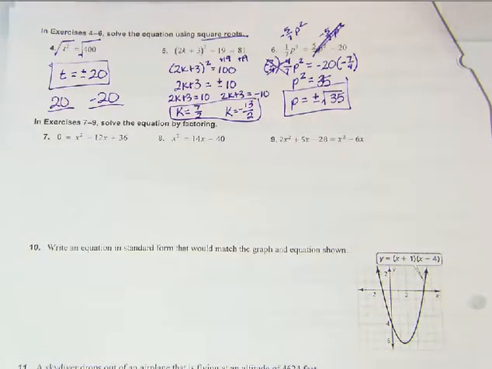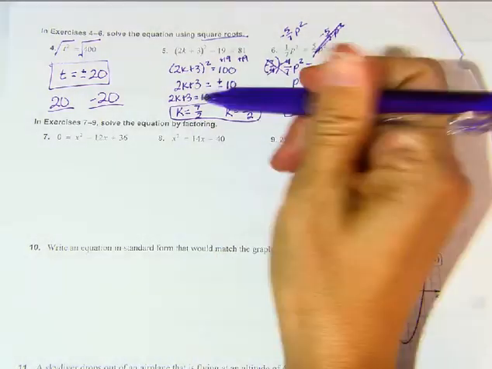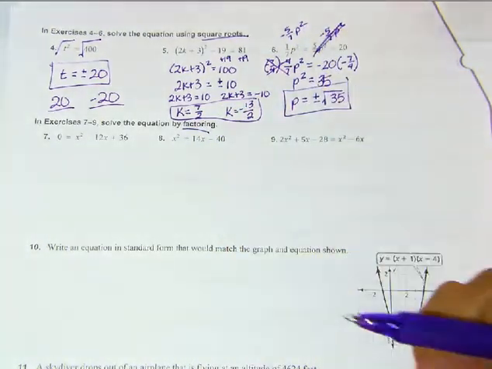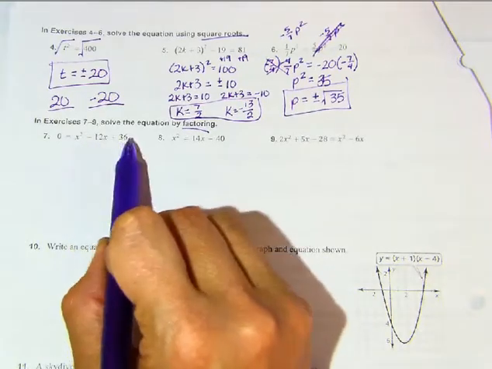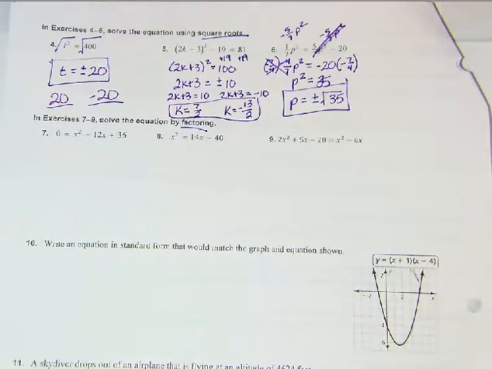All right. This is 3.2 continued. Now we're going to solve by factoring. I had you work on factoring quadratics. We just didn't have it equal to anything, so it was just factoring. Now we got to take it a step further.